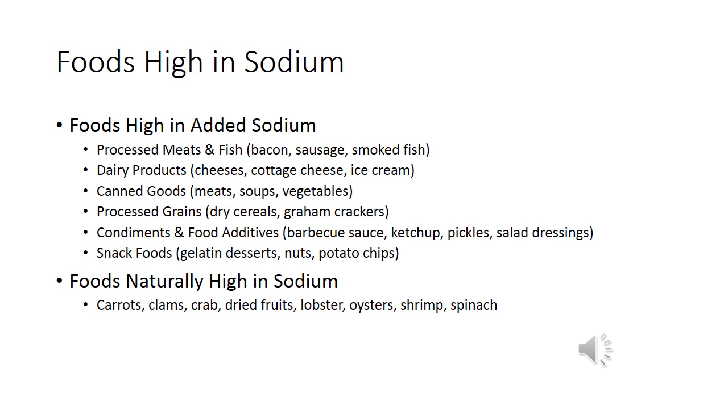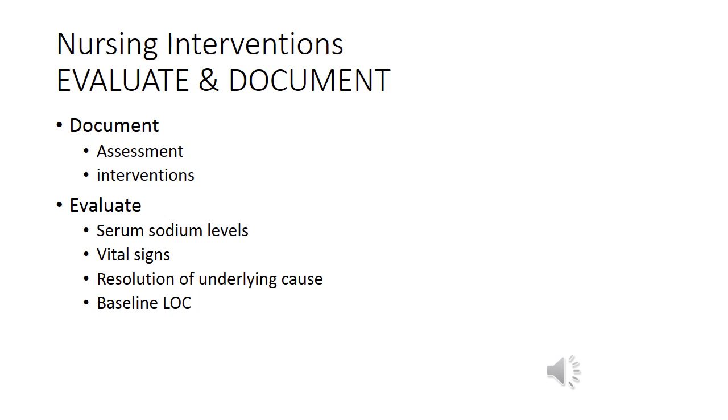Listed on this slide are some examples of foods that are high in sodium. It is very important to include teaching the patient and family how to read food labels that list the amount of sodium contained in each serving and list other sodium-containing compounds such as MSG, baking soda, or sodium nitrate. Document all assessment findings and interventions per facility policy. Evaluate and document the patient's response to interventions and education.